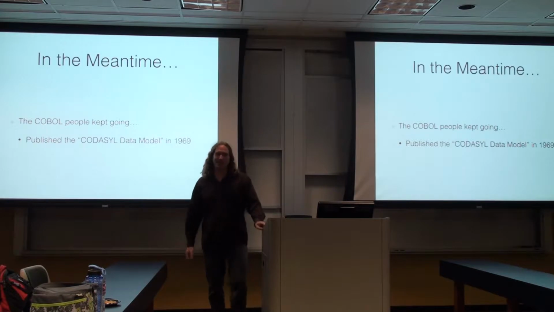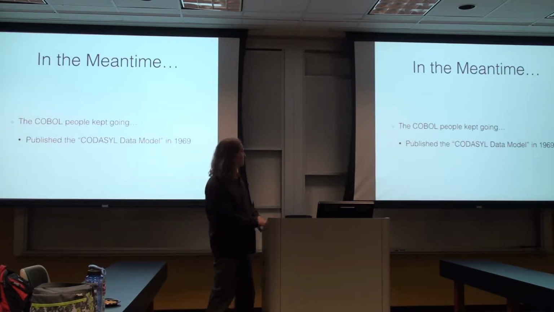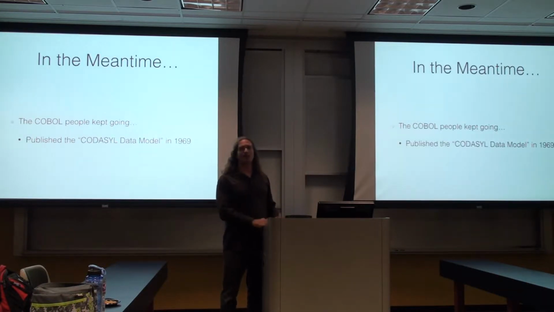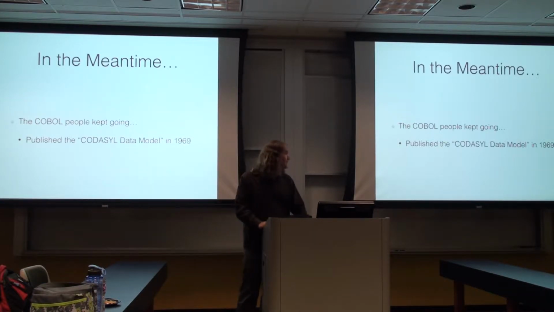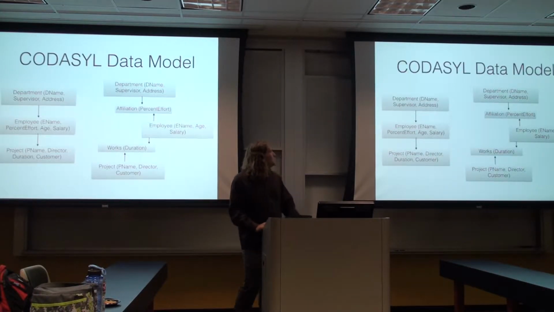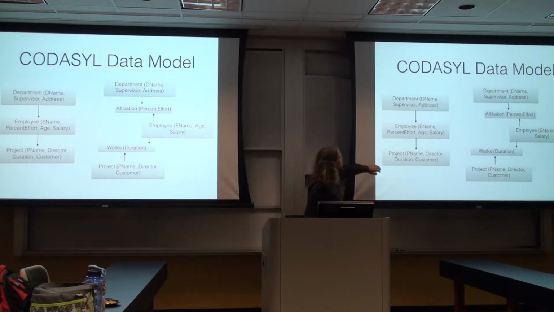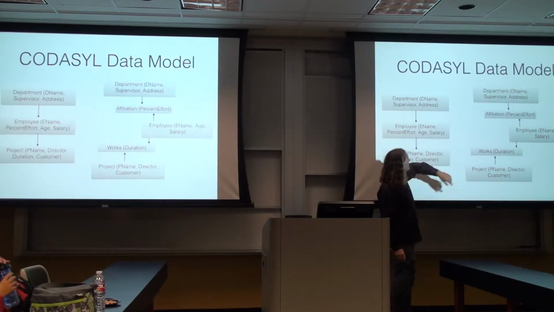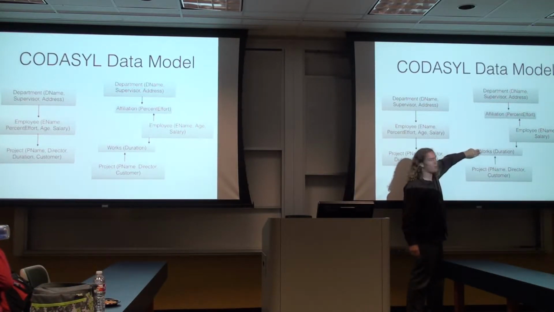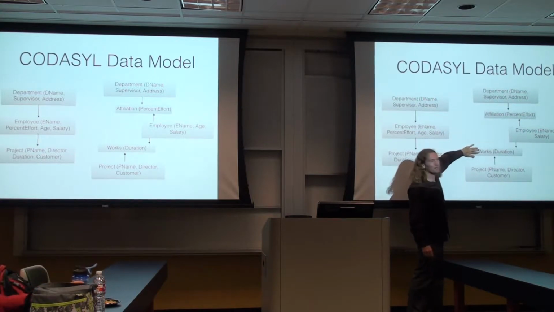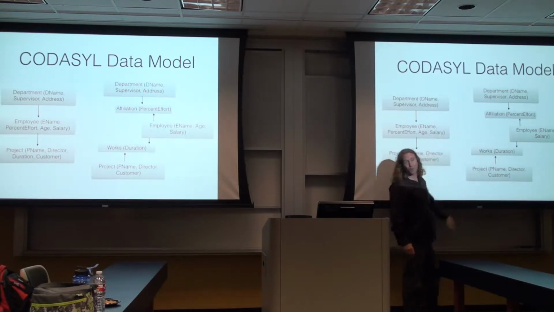Okay, so in the meantime, as IBM was working on this, you have the COBOL people, they kept going, okay? And so they published yet another report, in fact a lot of them, but another very well-known report in 1969 that was called the CODASYL Data Model. Now, in contrast to the hierarchical data model, which we have here, the CODASYL Data Model was actually a network. Okay? So what they said was, well, we don't have a hierarchy, we actually have a network. And if there's a many-to-many relationship, what we're actually going to do is stick a node in the middle here, which is going to allow us to navigate either way.